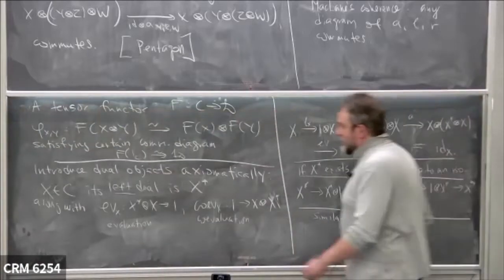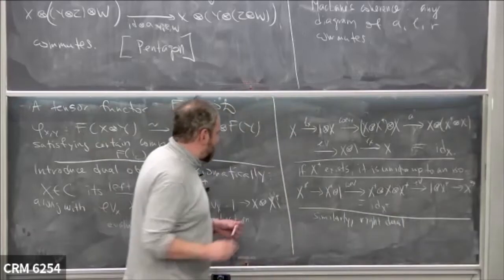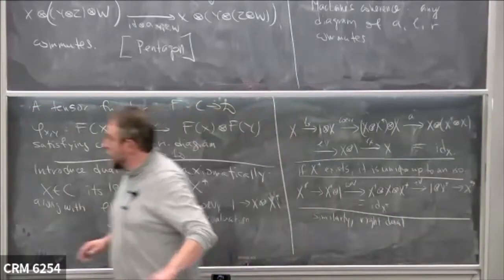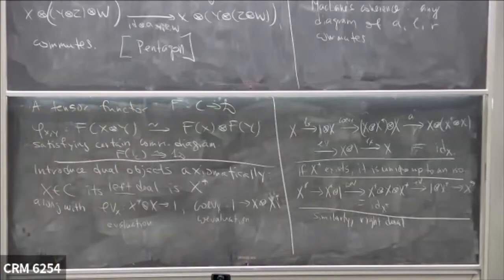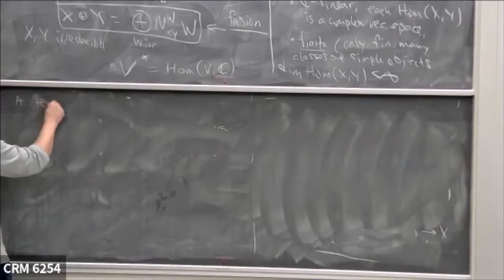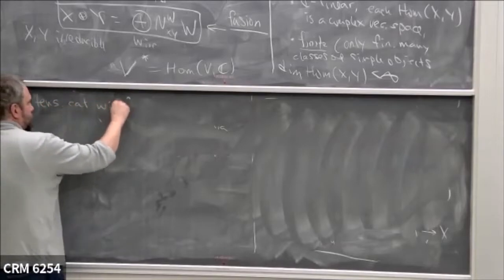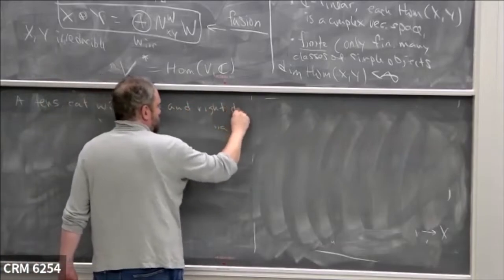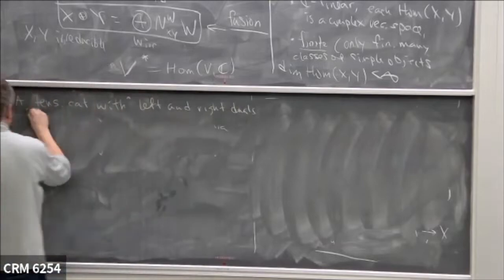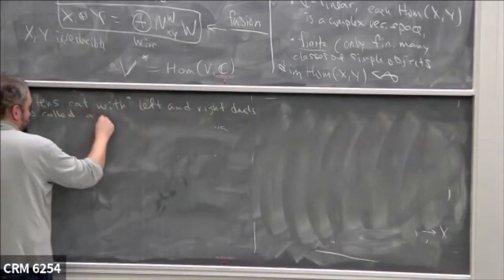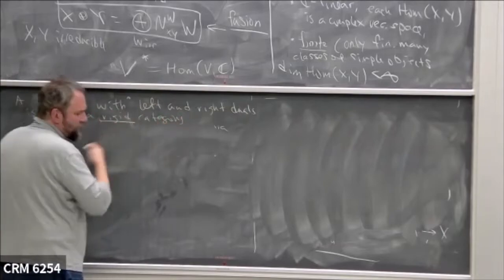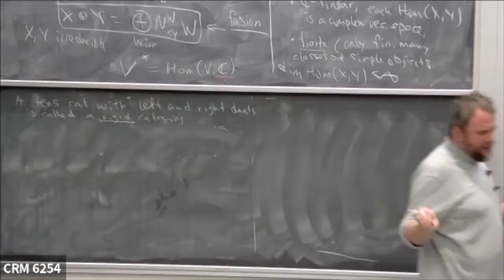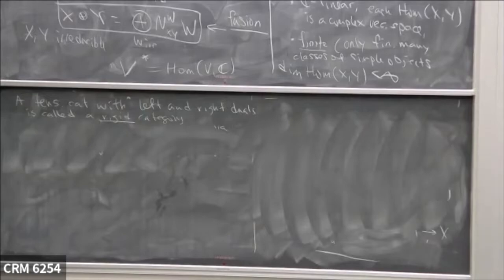There is a rather unfortunate name for such categories. A category that has left and right duals is called a rigid category. A tensor category with left and right duals is called a rigid category. Again, unfortunate name because it doesn't explain anything. There is no way to interpret this as a sense of rigidity, but this name was given.